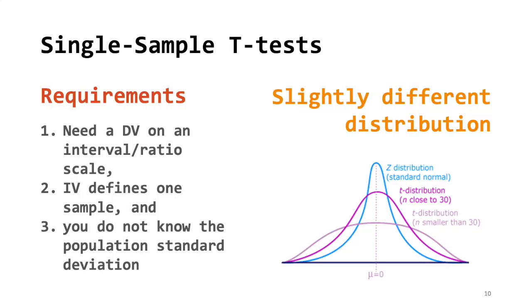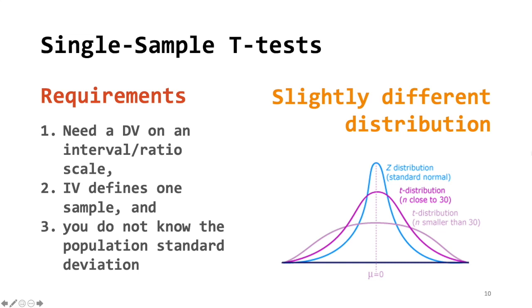So when it comes to single sample t-tests, the requirements are we need a dependent variable that is interval or ratio, so a continuous variable. The independent variable defines one sample, so we just have one group come in. And we don't know the population standard deviation.